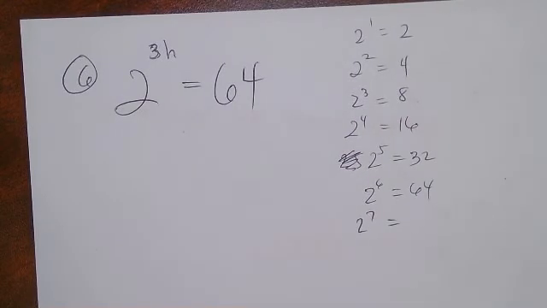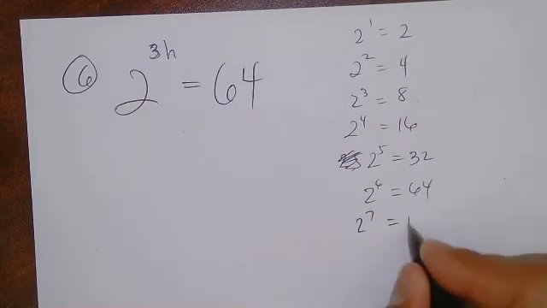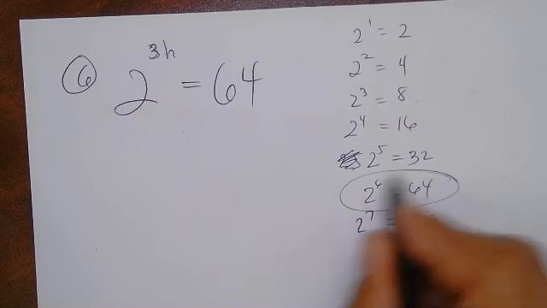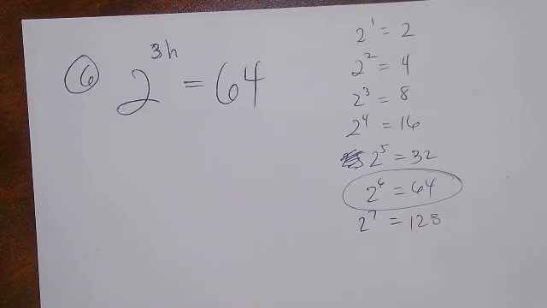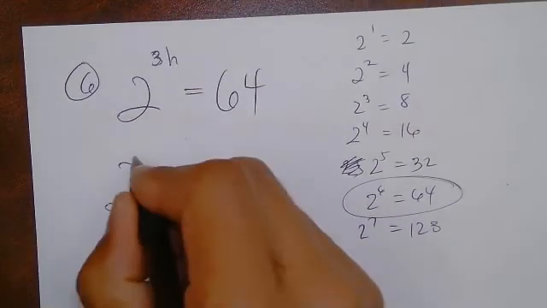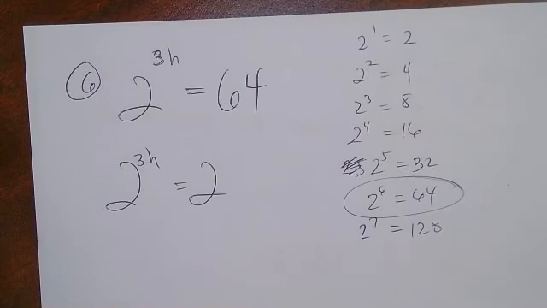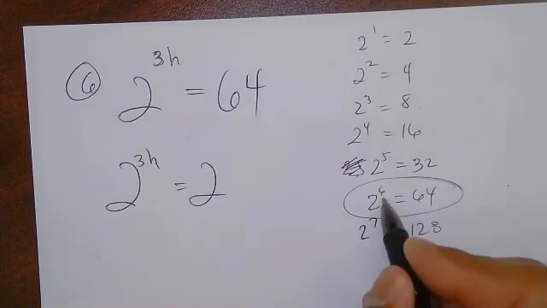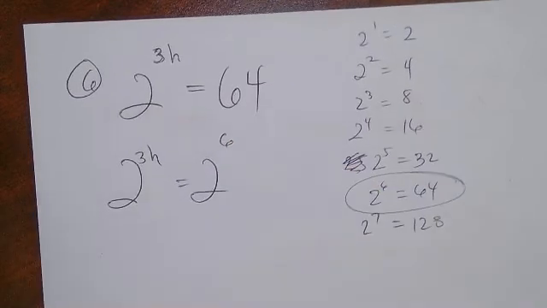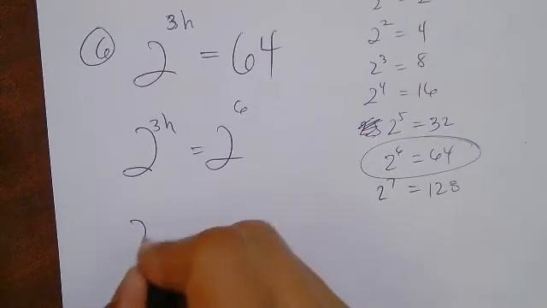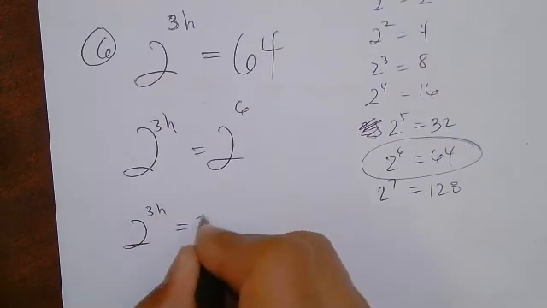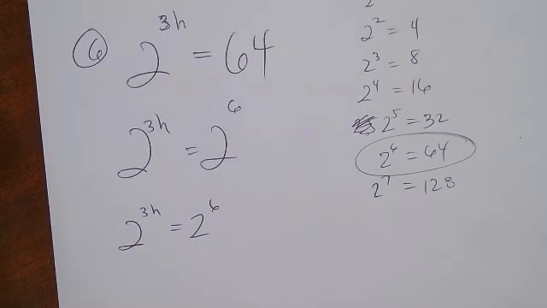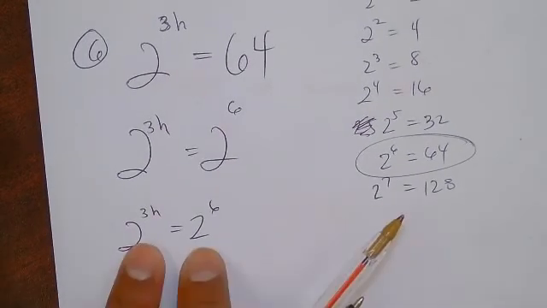All right, let's see. If you truly understood this, what's 2 to the power of 7? Correct. Okay, but we're not looking for 128. Everybody agree this is the one we want? So 2 to the power of 3h is equal to 2 to the power of, 64 is what? 2 to the power of what? 6. All right, how do you finish this?